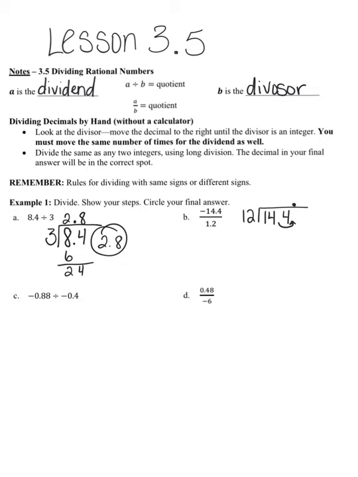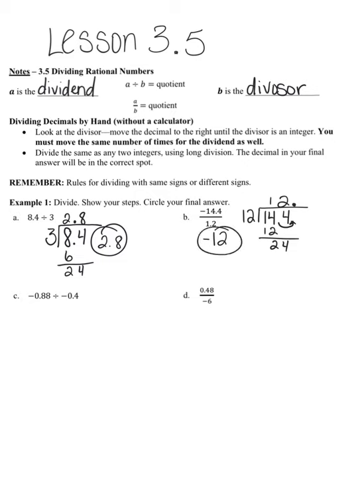12 goes into 14 one time. 12 goes into 24 twice. My answer here is 12. And now I need to look back at my original problem, and as I can see, I've got a negative divided by a positive. So therefore, my quotient here is a negative 12.